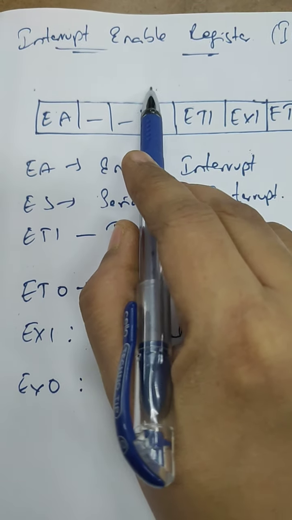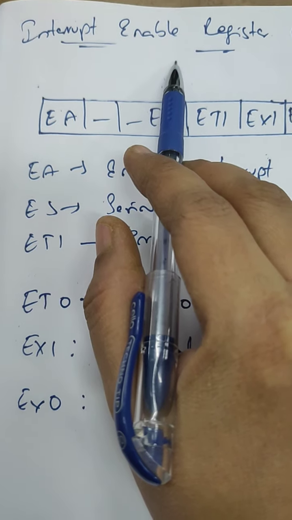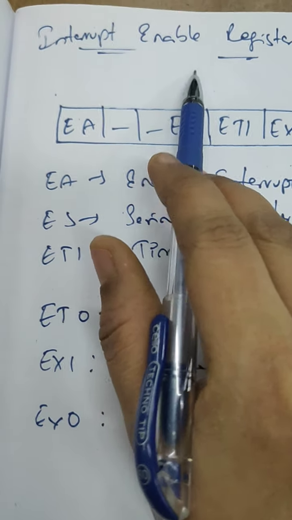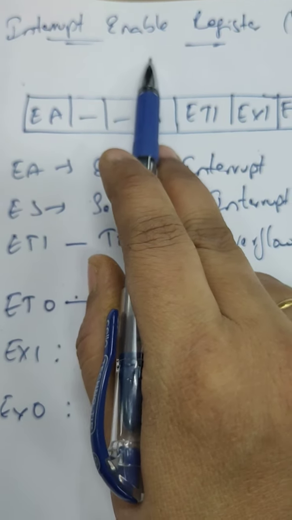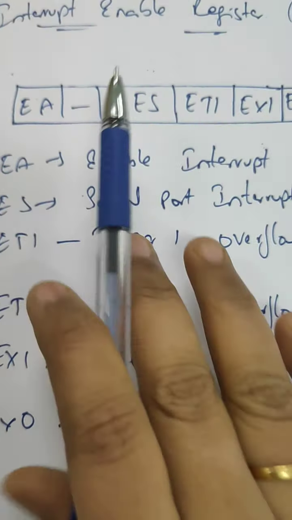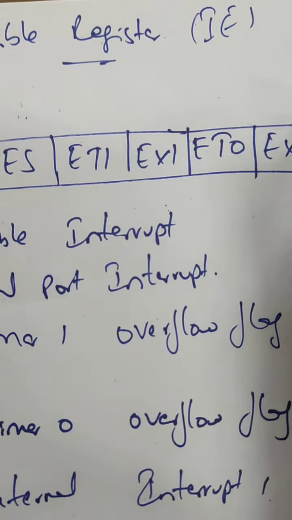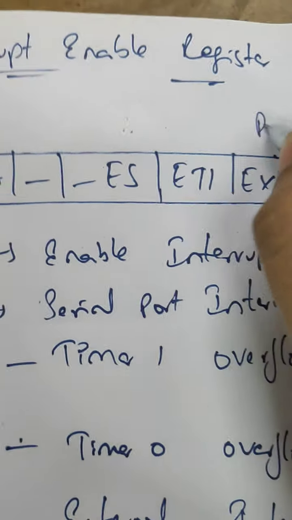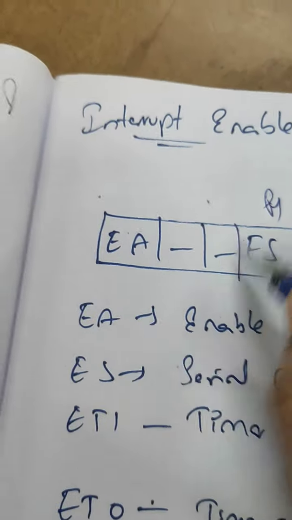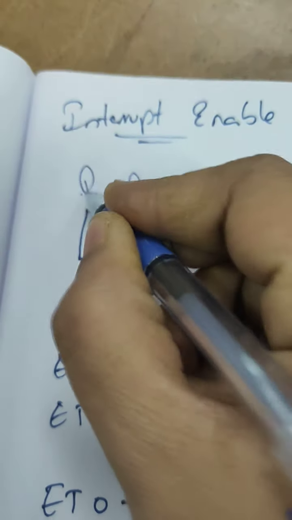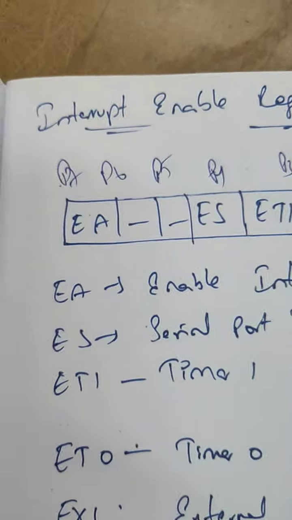It is used for enabling and disabling the interrupts, whatever interrupts we are going to use. We are going for the interrupt enable register here. In this case, this is the D0 bit, D1 bit, D2 bit, D3 bit, D4, D5, D6 and D7. We all know that D0 is the least significant and D7 is the most significant bit.